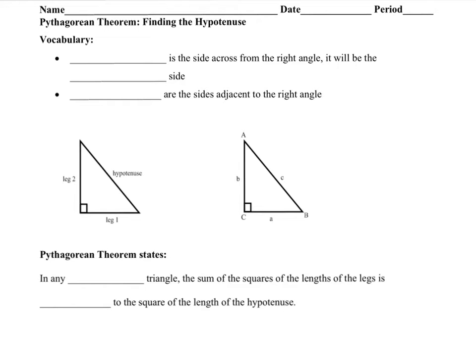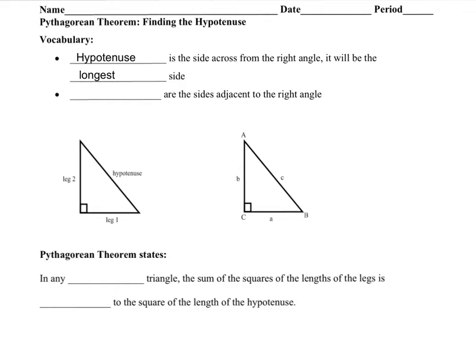So there's some key vocabulary we need to know. The first key term is hypotenuse. And the hypotenuse is the side across from the right angle. It will be the longest side. So the hypotenuse is always the longest side.